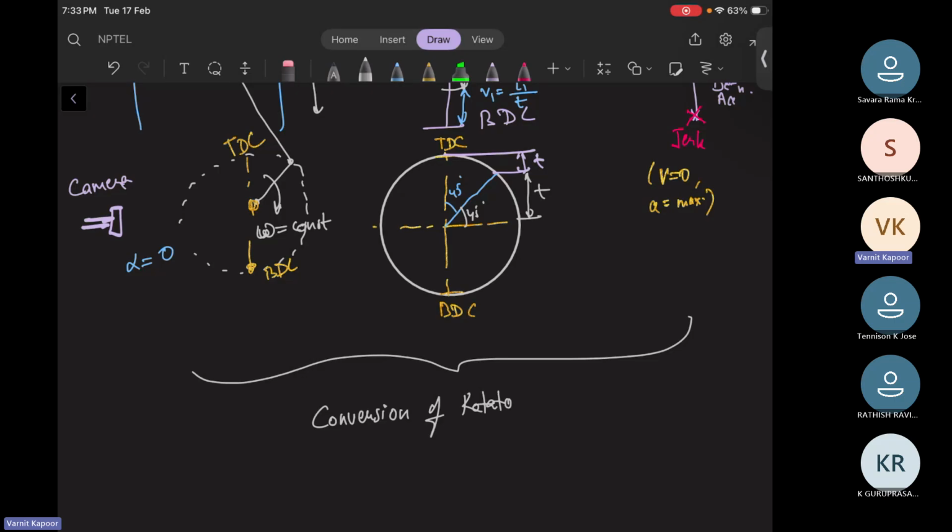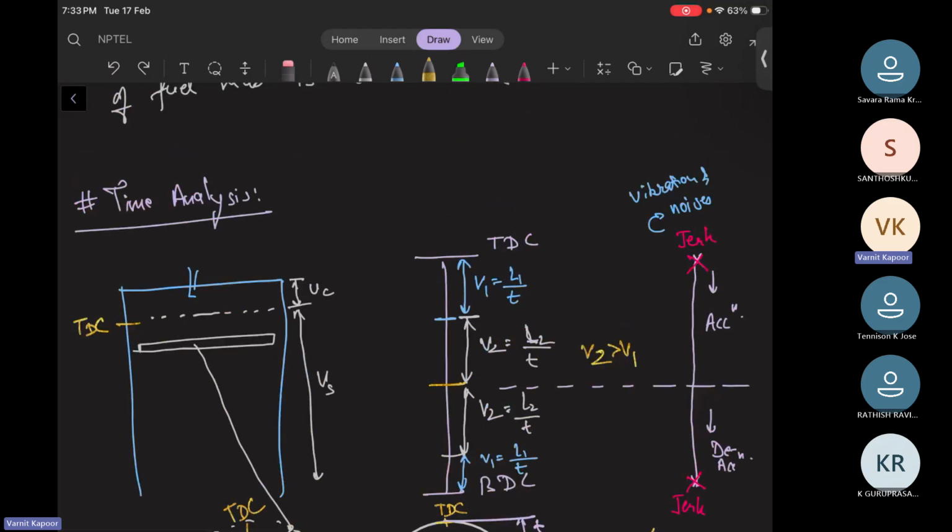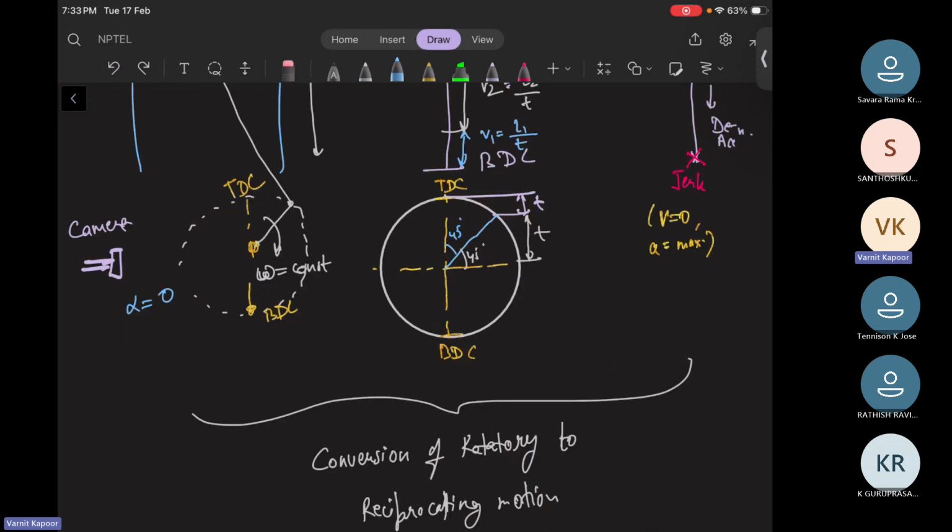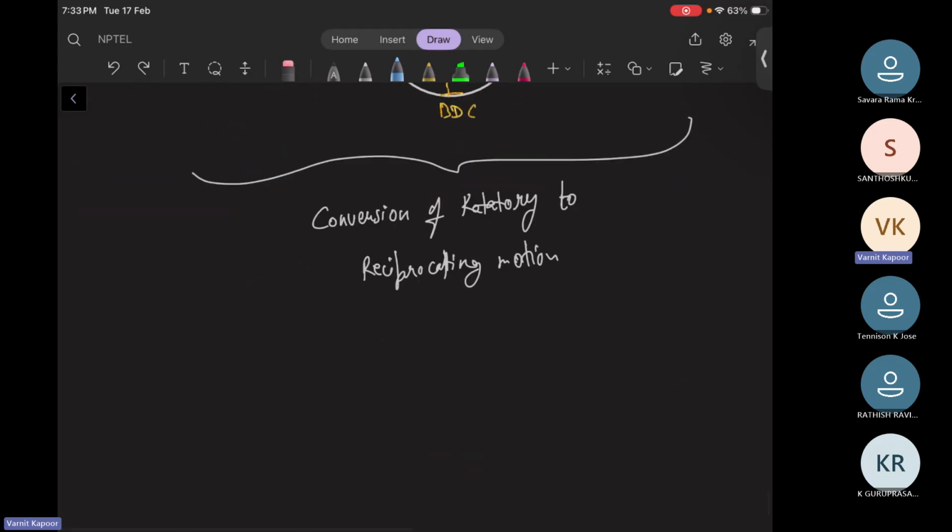So this is basically conversion of rotatory to reciprocating motion. How was I able to achieve this? Because I have put the camera at that instant where I'm capturing the points, and here I have a sensor which detects whether my system has reached the TDC or not.